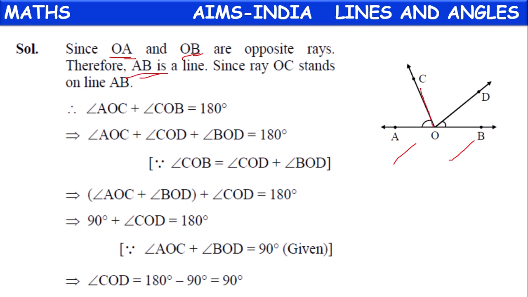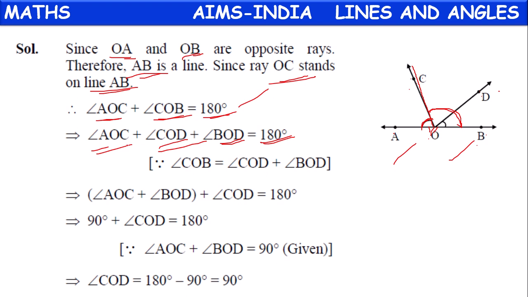Ray OC stands on line AB. So this part and this total part, this part is AOC, and the other part is COB, equals 180 degrees, linear pair. AOC, COB again can be written as COD plus DOB, COD plus BOD, 180 degrees.